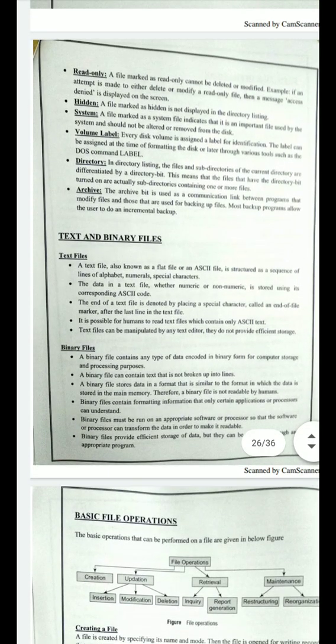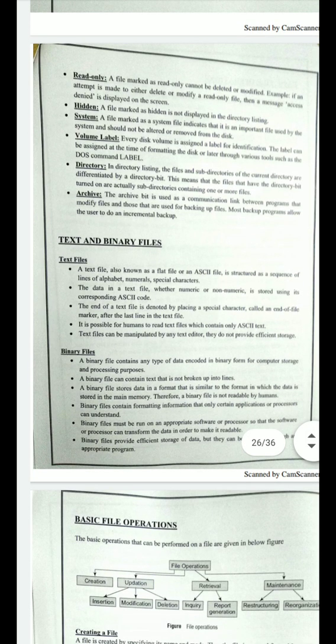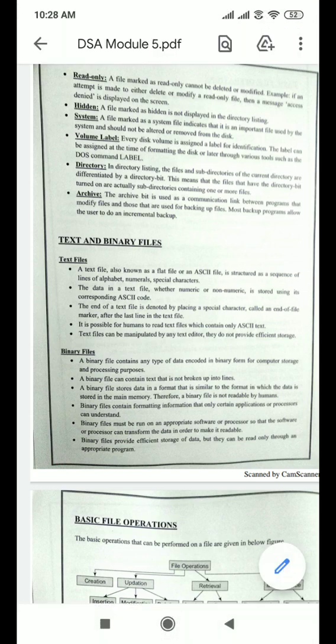Next we'll see text and binary files. A text file is also known as an ASCII file. Here data is stored in the form of text. Normal text that you store in the file defines your text file. Whereas a binary file is a file encoded in binary form, represented in the form of 0s and 1s. That indicates your binary file. So you have two types of file. Regarding the basic file operations, I'll be sharing in the next video.